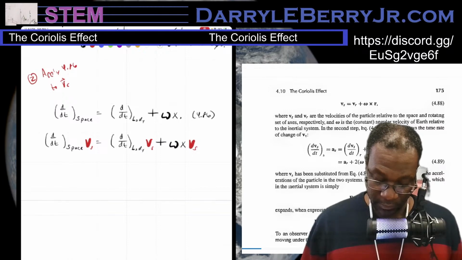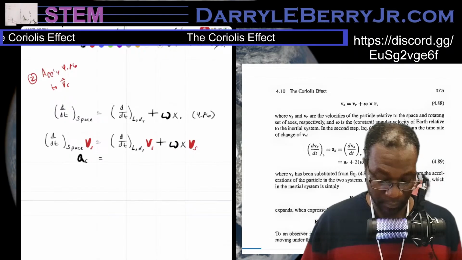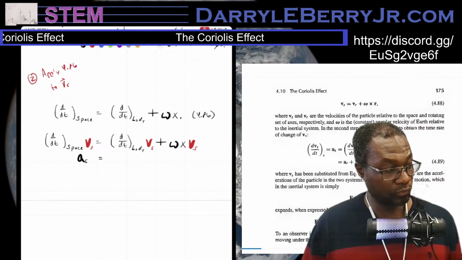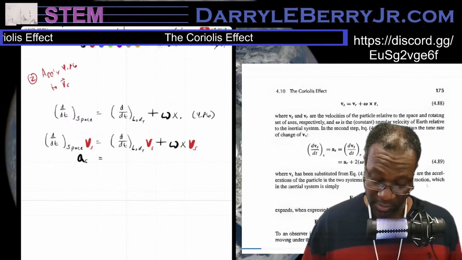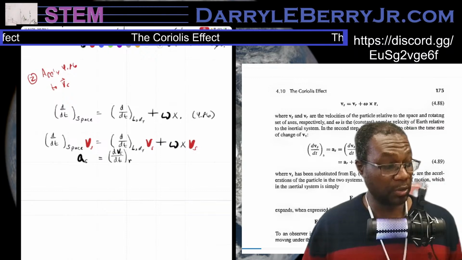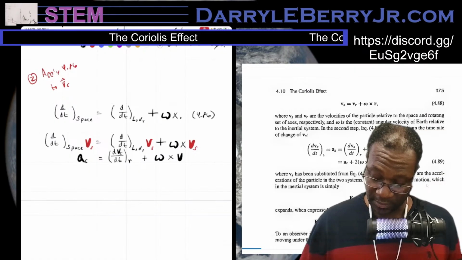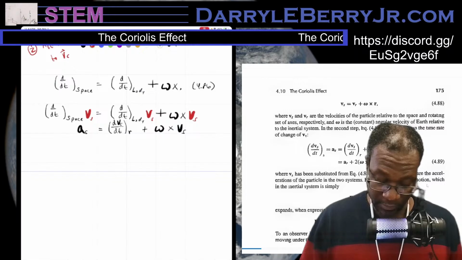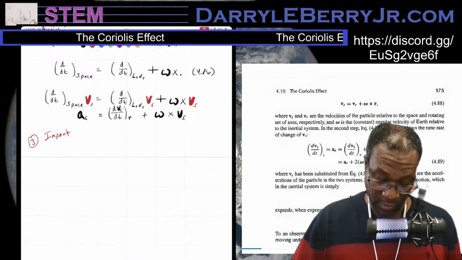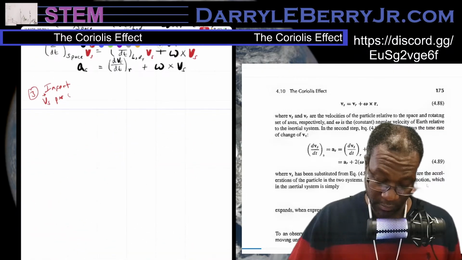And now we have A_S equals, because that's both S, now we have the V_S over dt R plus omega cross V_S. Insert V_S per 4.88.